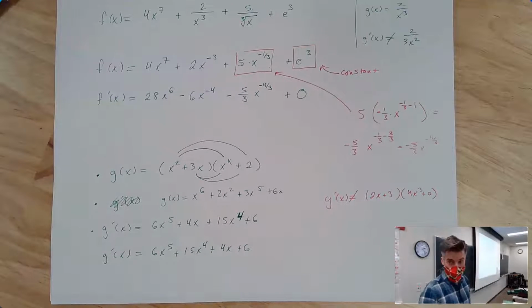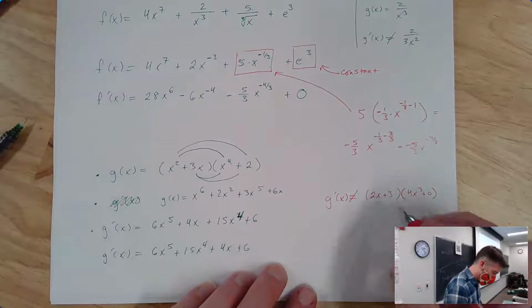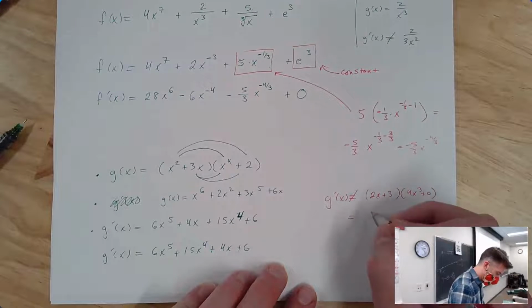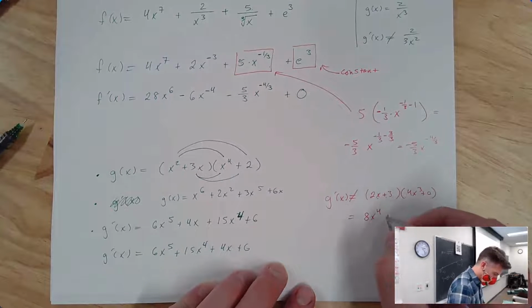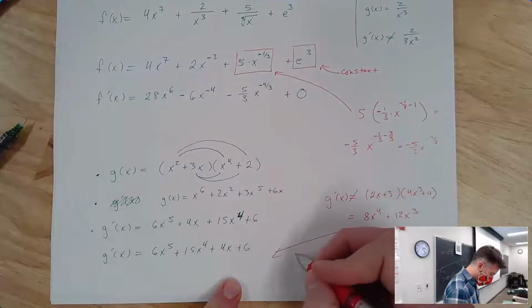And I just want to really make it more obvious. That's not the same as that, right? If you multiply this out, 2x times 4x cubed is 8x to the 4th, and 3 times 4x cubed is 12x cubed. Definitely not the same.